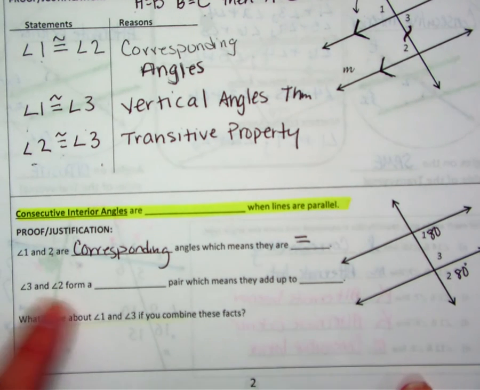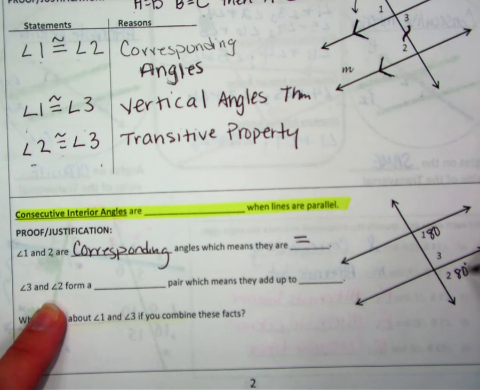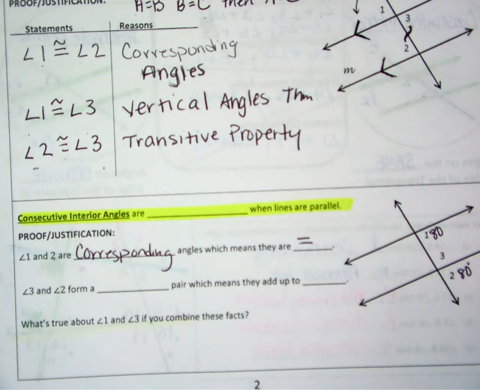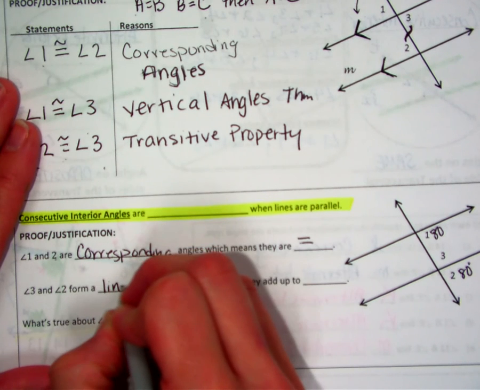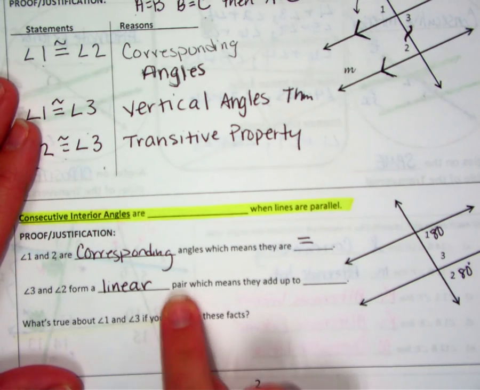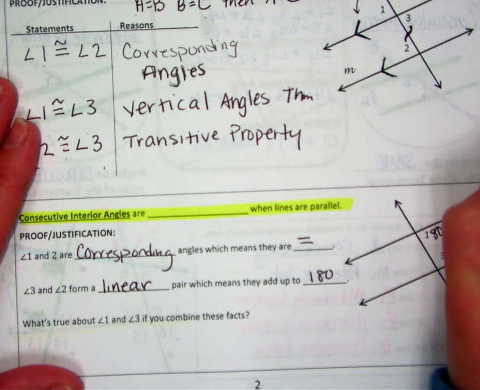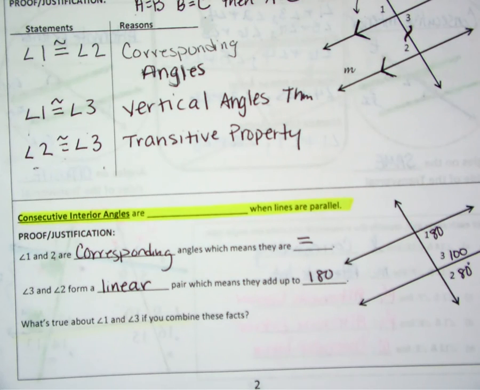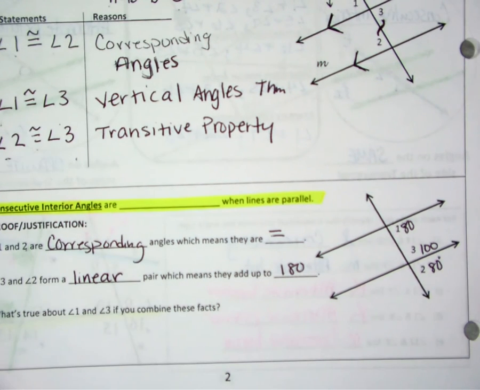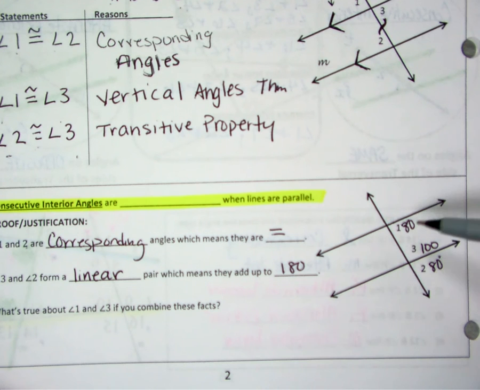What about 3 and 2? 2 and 3 here. If this is 80, then the one right next to it, is that 80? No, but it is 100 because these are a linear pair, which means they add up to 180 degrees. So I'm going to write that in. That's 100. Okay, so looking at the picture that you have here, what is true about angles 1 and 3? What is true about 1 and 3? 1 and 3 add up to 180 degrees.